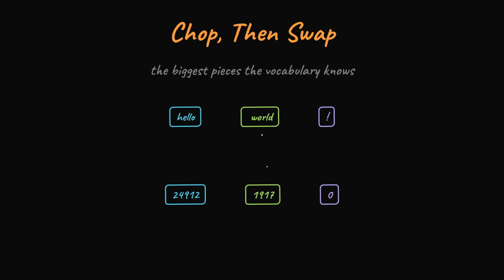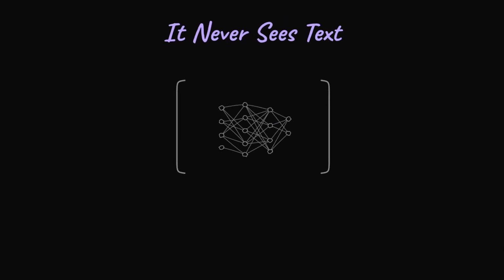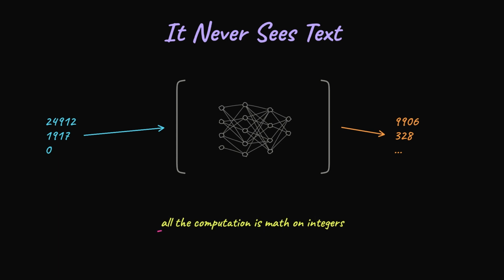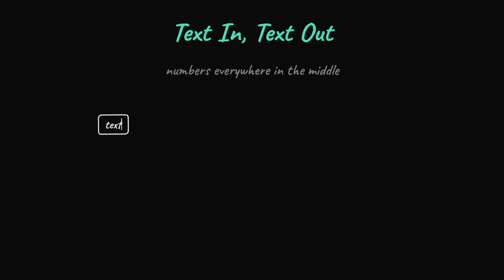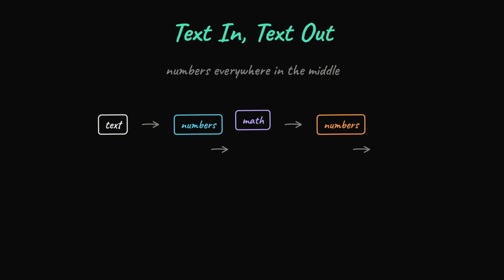When your text hits the model, the first thing that happens is a conversion step. Your prompt gets chopped into the biggest pieces the vocabulary recognizes, and each piece gets swapped for its number. The model never sees your text at all. It sees a list of integers, does all its computation on those integers, and then spits out more integers, which get converted back into text at the very end. So when people say a model reads your prompt, that's not really accurate. It reads numbers. Text in, numbers, math, numbers, text out.